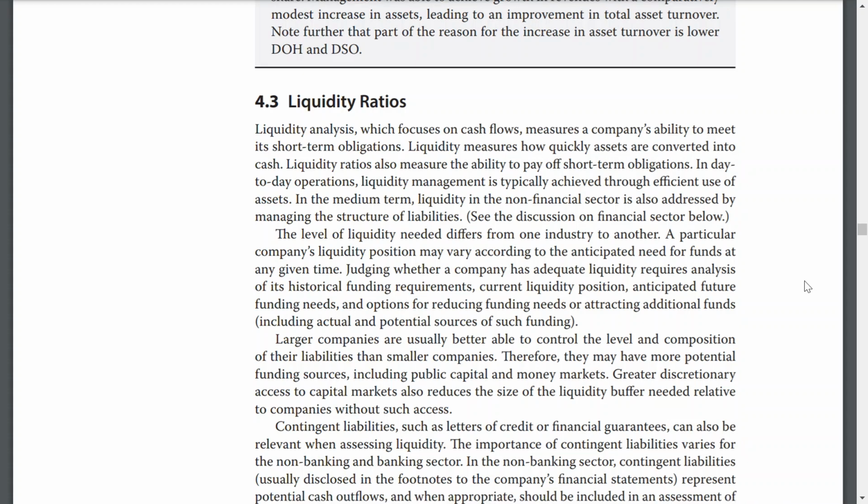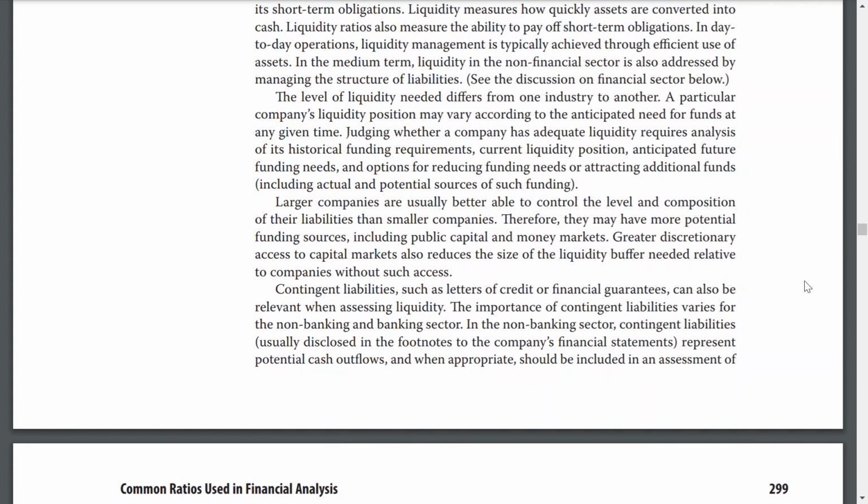Larger companies are usually better able to control the level and composition of their liabilities than smaller companies. Therefore, they may have more potential funding sources, including public capital and money markets, and greater discretionary access to capital markets, which also reduces the size of the liquidity buffer needed relative to companies without such access. Contingent liabilities such as letters of credit or financial guarantees can also be relevant when assessing liquidity.